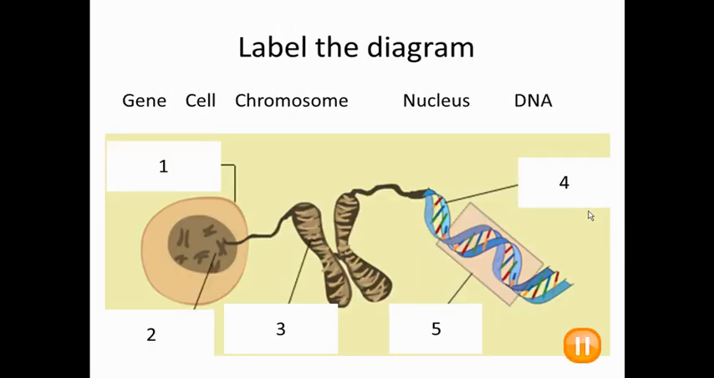I want you to have a quick go at labelling the diagram. You can just list 1, 2, 3, 4, 5. I've given you some names across the top there. You can pause the video, have a quick go at that, and then we'll check how you're getting on.